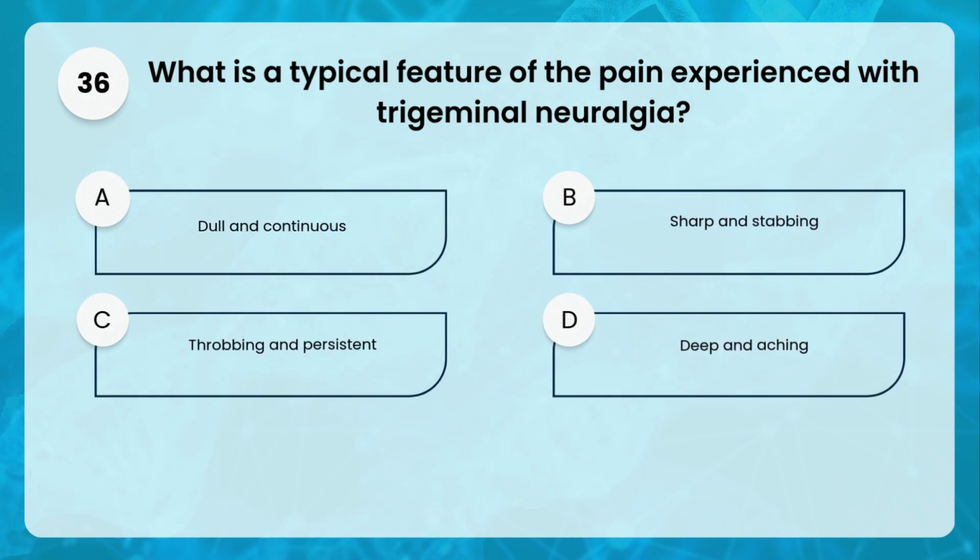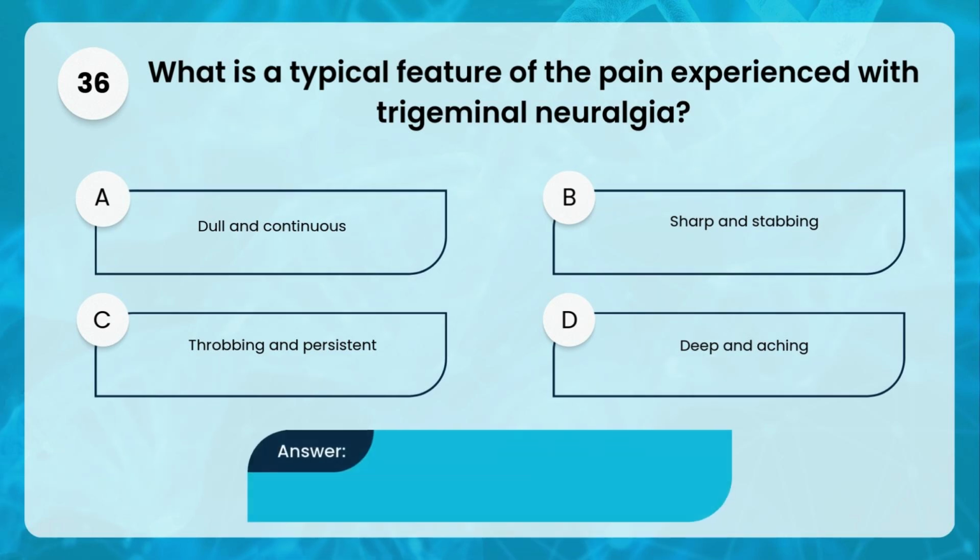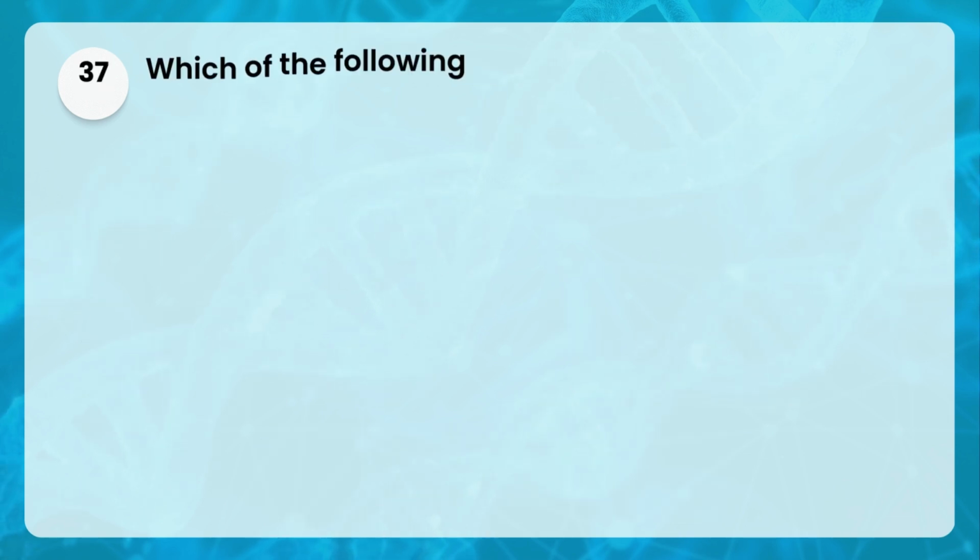Number 36. What is a typical feature of the pain experienced with trigeminal neuralgia? A. Dull and continuous. B. Sharp and stabbing. C. Throbbing and persistent. Or D. Deep and aching. The answer is B. Sharp and stabbing. Number 37.